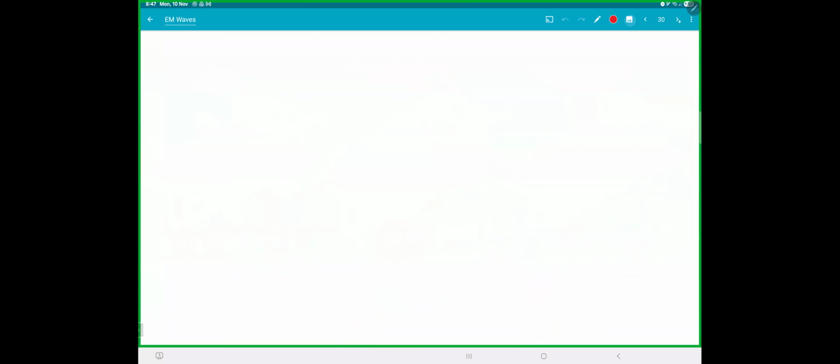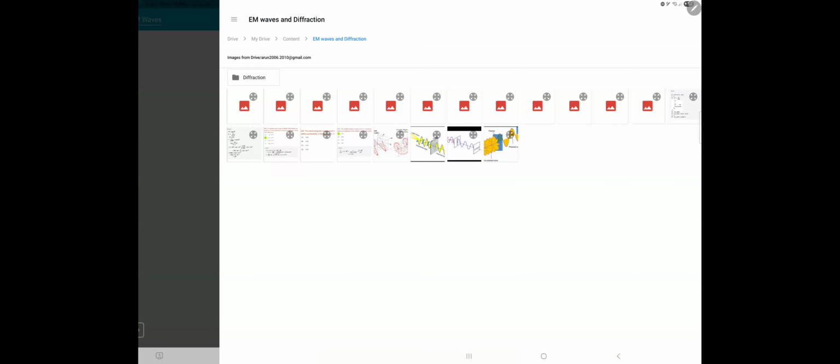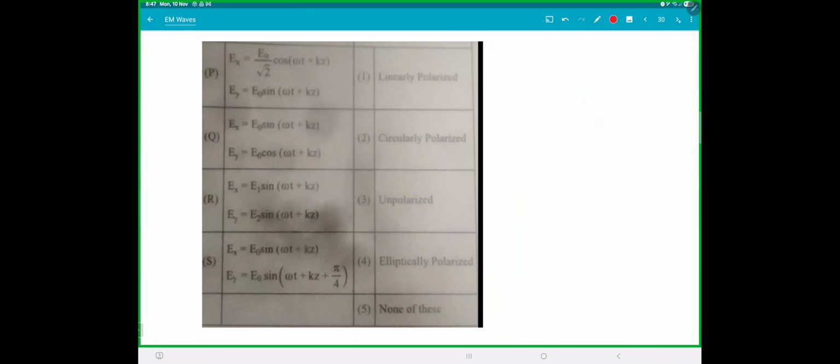So how will they frame a question? This was a question someone sent me recently. It's a decent one. Look at this. So this is Ex, Ey. The amplitudes are different, and this would be elliptically polarized. This is sine, and this is cos. This is circularly polarized. This is Ex, Ey. Both are sine, so this is linearly polarized. And this is also elliptically polarized.